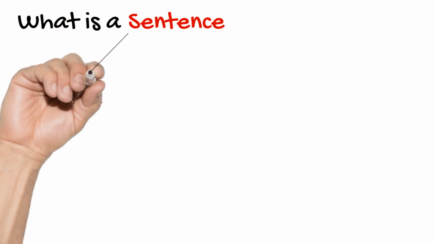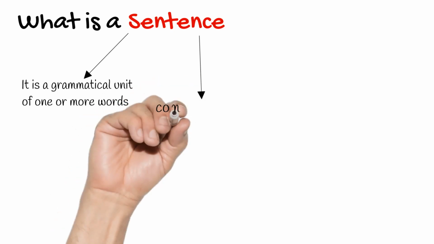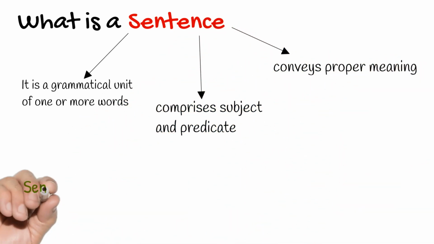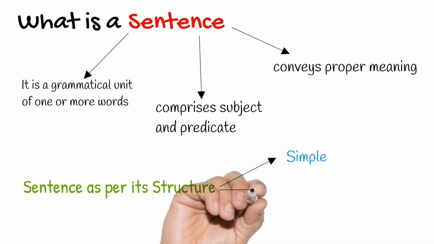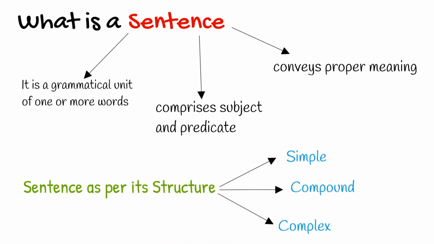What is a sentence? A sentence is a grammatical unit of one or more words that comprises subject and predicate and also conveys proper meaning. We can categorize a sentence as per its structure or functionality. As per structure, a sentence can be a simple sentence or a compound sentence or a complex sentence.